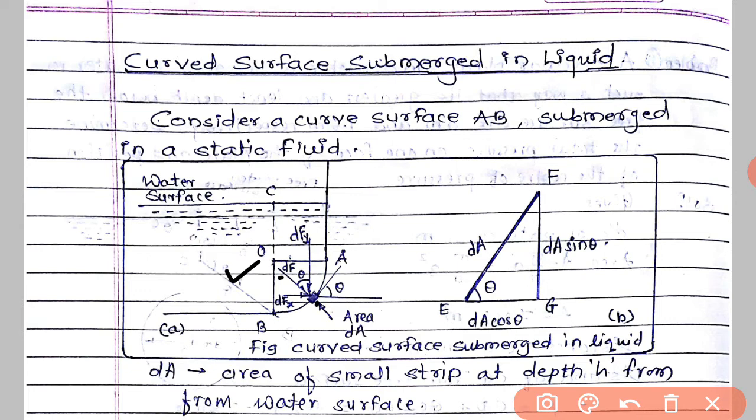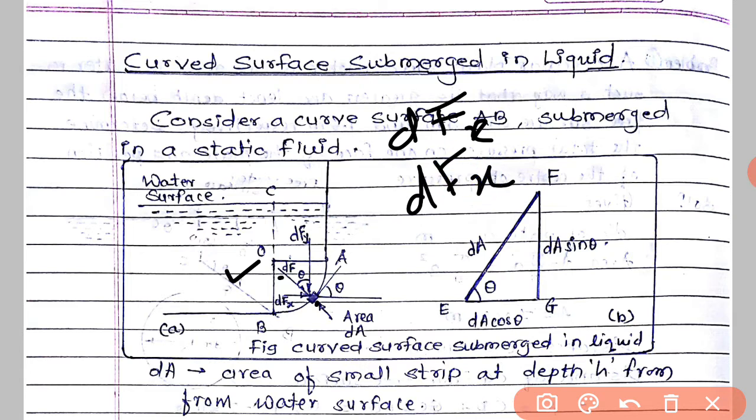So we have to integrate that equation and we have to obtain total pressure force. But here this integration is not possible because this is curved surface, and the forces on the different parts or different strips of that curved surface are in different directions. So integration is not possible here. So it can be solved by resolving dF into two components, that is dFx and dFy.